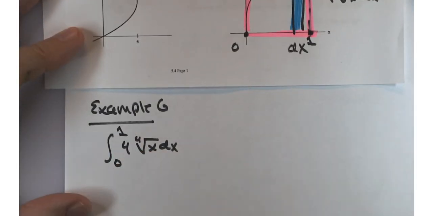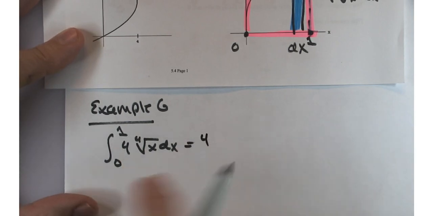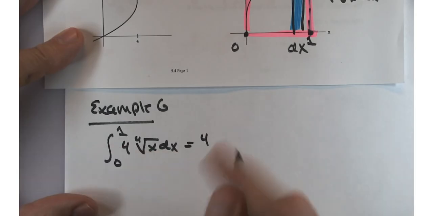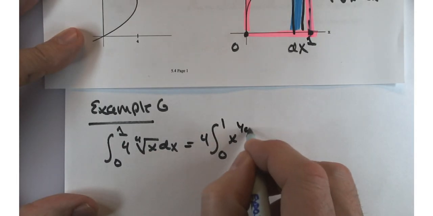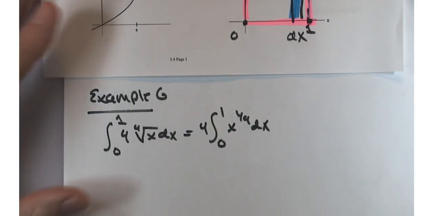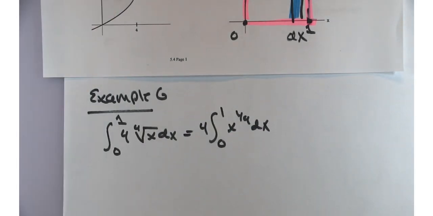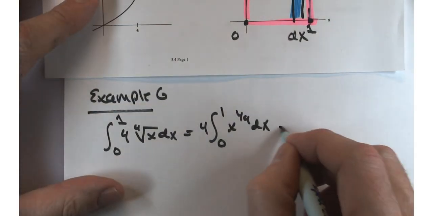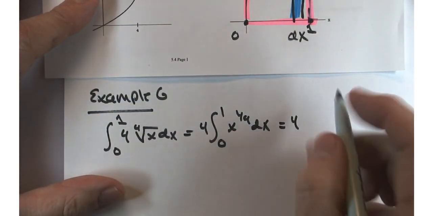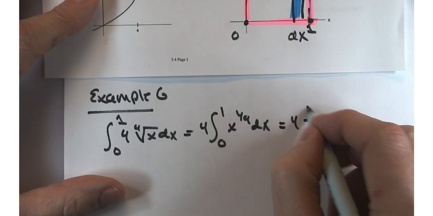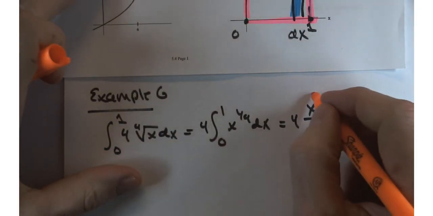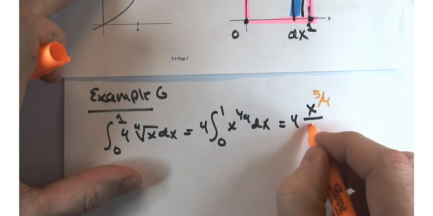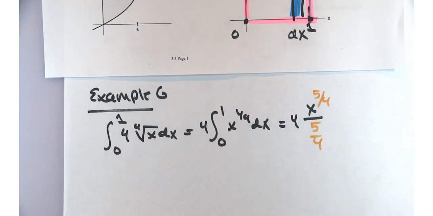0 to 1, 4 times the 4th root of x. Sometimes people take the constant and just write it outside, and the integral of x to the 1/4 dx, like that. Okay, not so bad. The antiderivative of that is going to be x to the 5/4. So let's put that in here, 5/4, divided by that same exponent, 5/4, between 0 and 1.